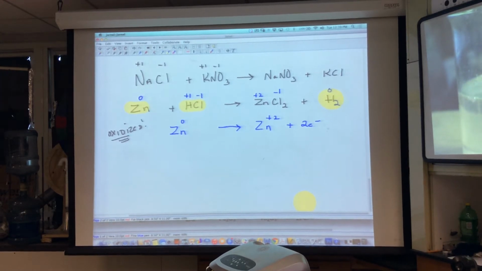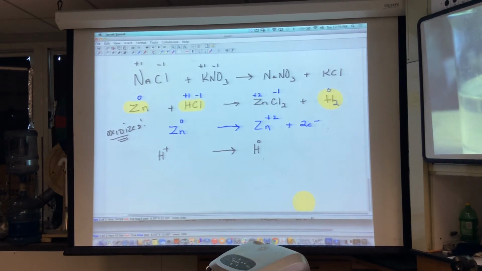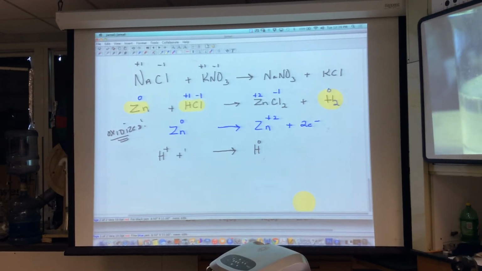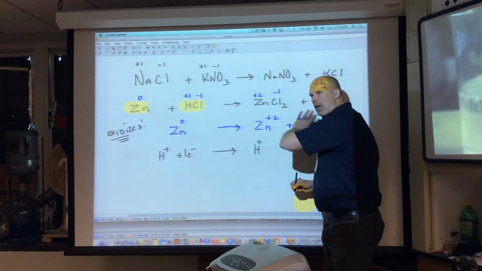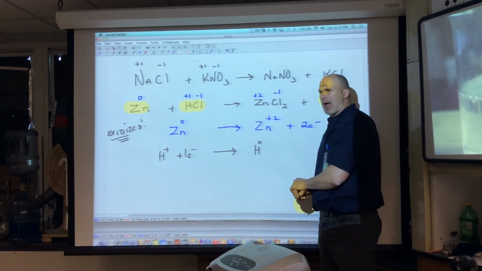Well, write the other one. H plus becomes what? H0. Now follow me here for a second. There's the difference of how many electrons? 1. And I'm going to put the 1 electron here because that'll give me a 0 on this side and a 0 on that side. Now for the Regents, if you left it like this, totally acceptable. But this isn't the best practice.